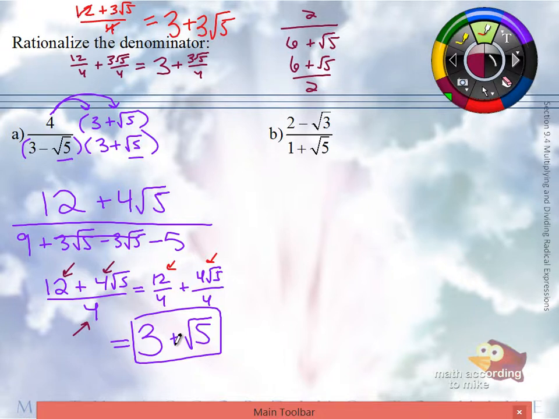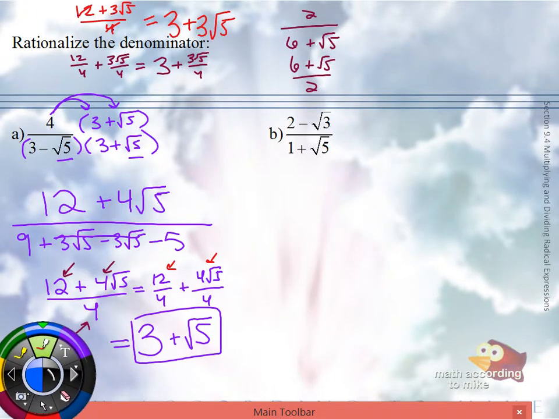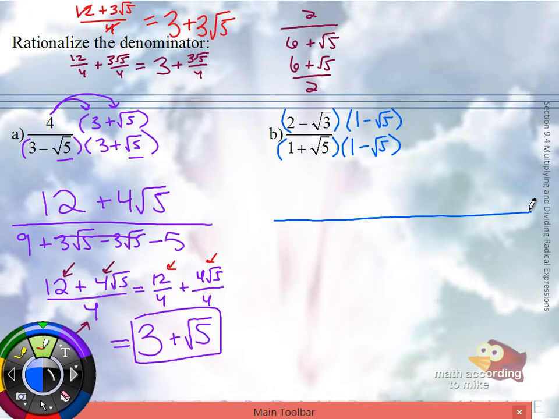All right, part B. Same process. We're going to multiply top and bottom by the conjugate. What's the conjugate of the denominator? A lot of square root of 5 here. Sorry about that. 1 minus square root of 5. However, unlike part A, in part B, we have to FOIL in the numerator and denominator. So if we FOIL the numerator, what does first give us? Outside? Out. Good. In.